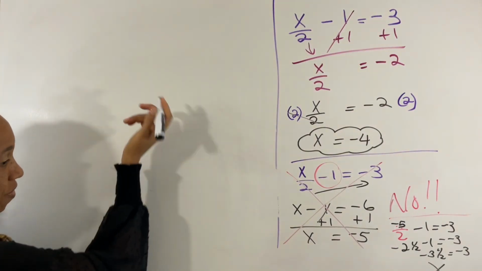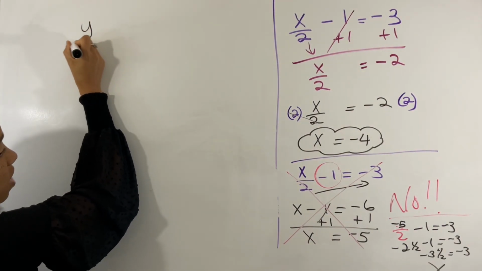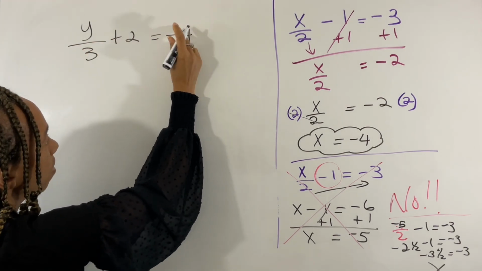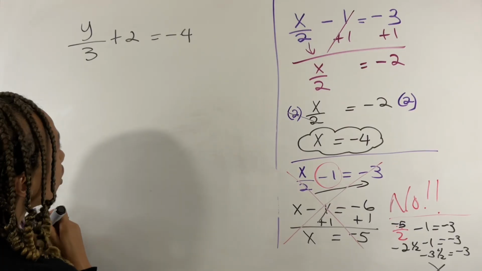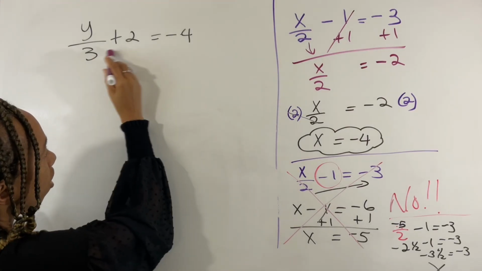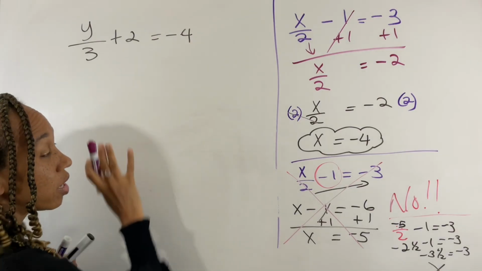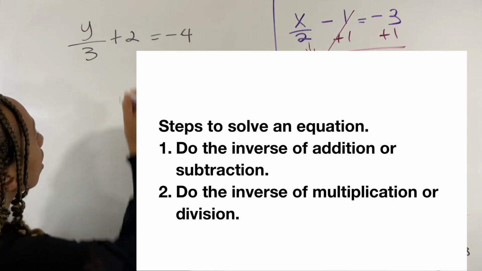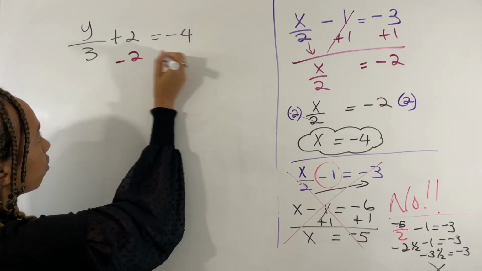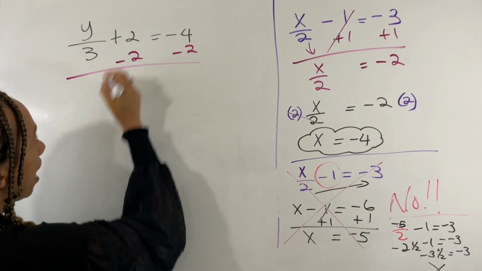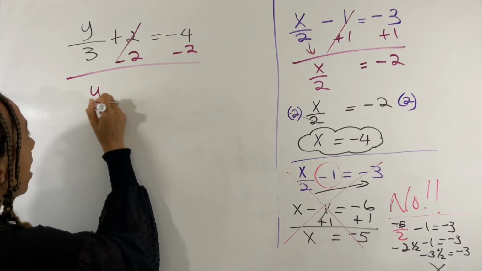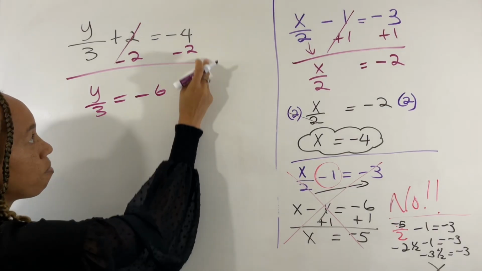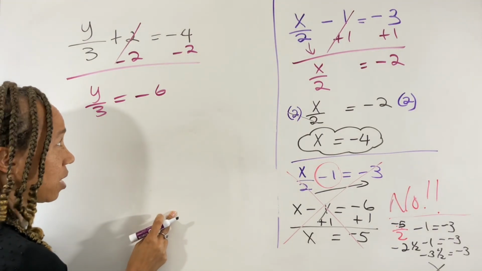So a final example is a different variable. I'm using the variable y, and y divided by 3 plus 2 equals negative 4. So as usual, do not make the mistake and cross multiply the 3 with the negative 4 as your first step. No, that would be incorrect. So I'm going to get rid of the 2, which will be negative 2, and whatever I do on one side, I'll have to do it on the other side. So I have y divided by 3 equal negative 6. And don't make the mistake here and tell me it's negative 2.